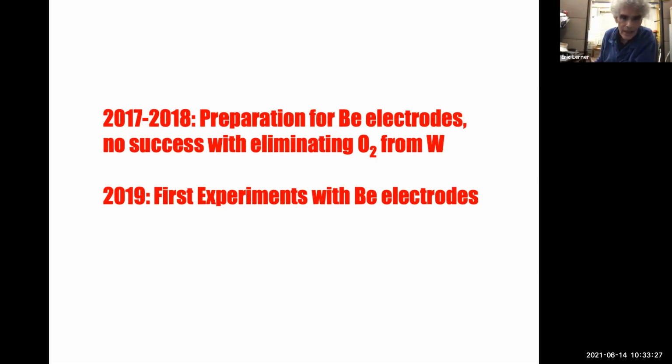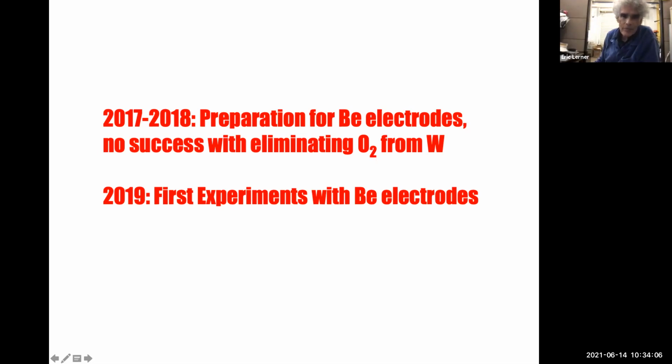We basically got a density of around 3 to 6 times 10 to the 18th per cubic centimeter, a confinement time of about 30 nanoseconds, and as you saw, the mean ion energy about 250 keV. So at that point, we started preparations for using the beryllium electrodes.